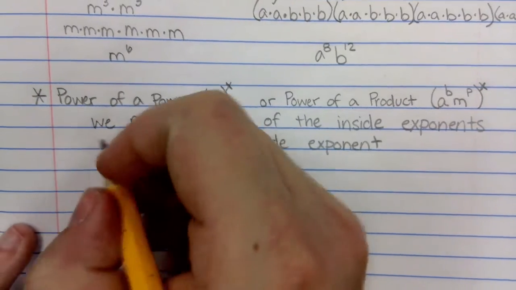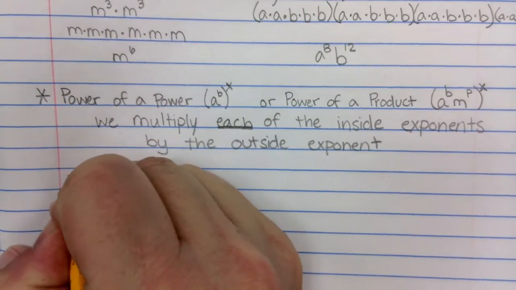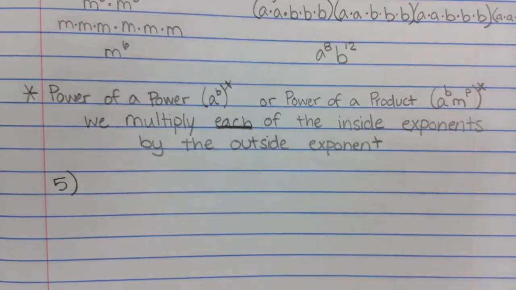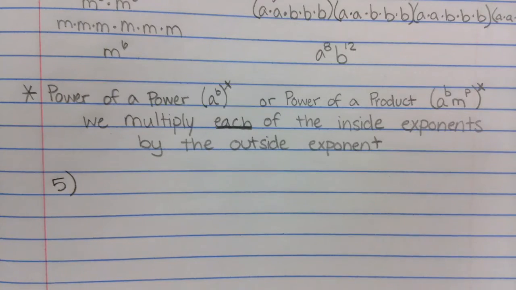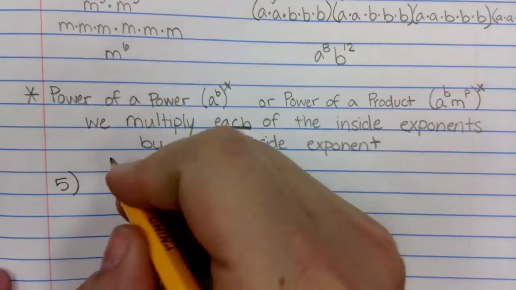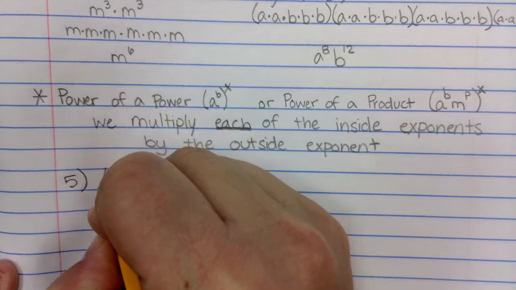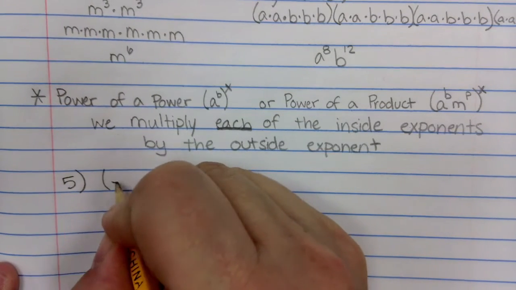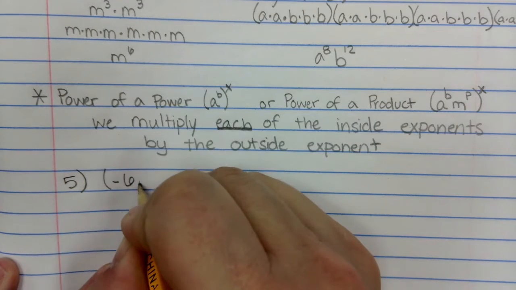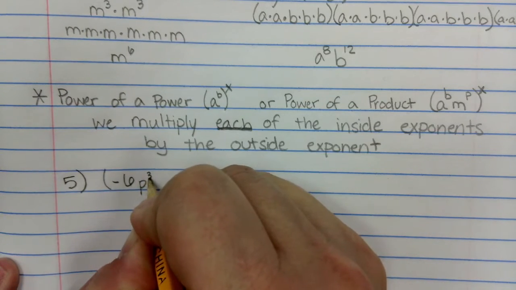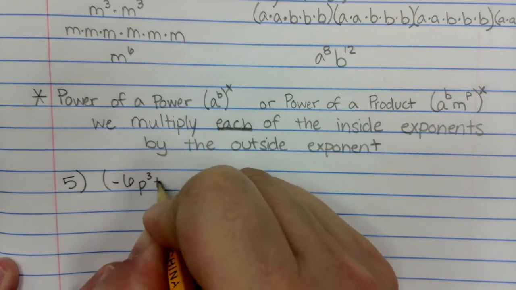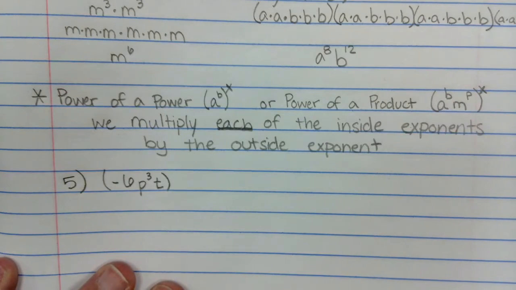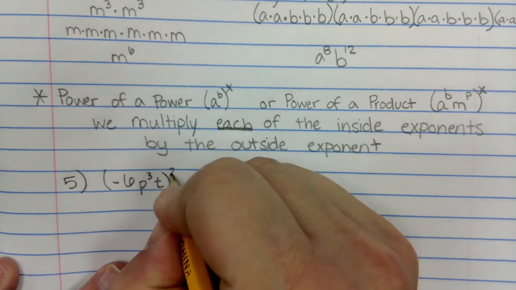Alright, so number 5. We're going to have the quantity, so quantity again means those parentheses, -6 p to the 3rd power t. And we're going to take that whole thing to the 2nd power.